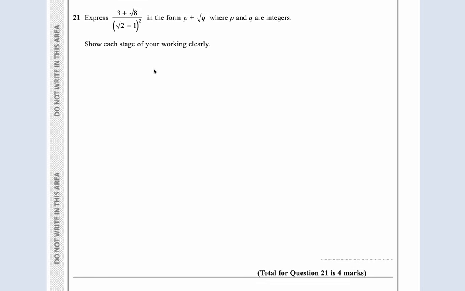Question 21. Express this in the form this, where P and Q are integers. Show each stage of your working clearly. Okay. Let us start with this. I'm going to start by saying root 2 minus 1 squared. That is root 2 minus 1 times root 2 minus 1. Root 2 times root 2 is 2. Root 2 times minus 1 is minus root 2. Minus 1 times root 2 is minus root 2. Minus 1 times minus 1 is plus 1. So this is equal to 3 minus 2 root 2.